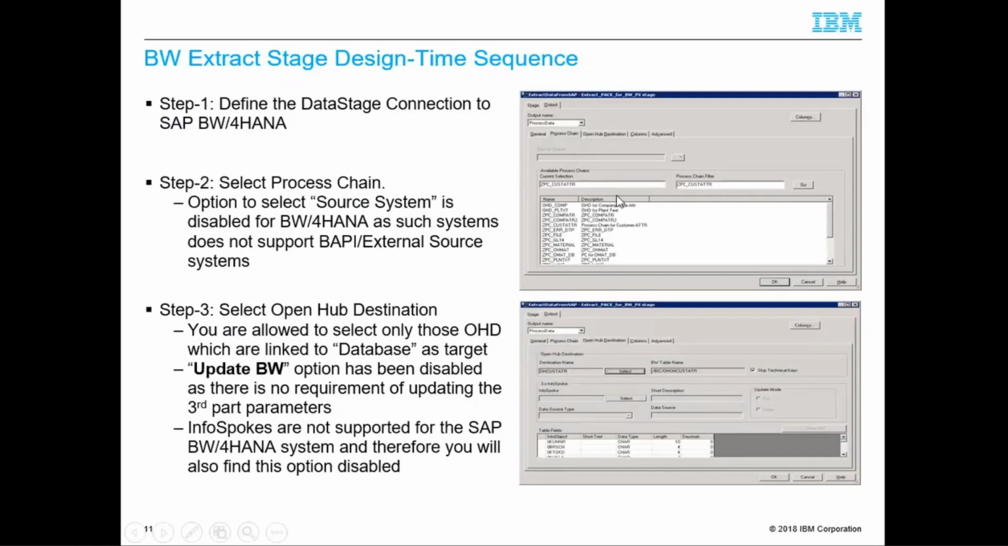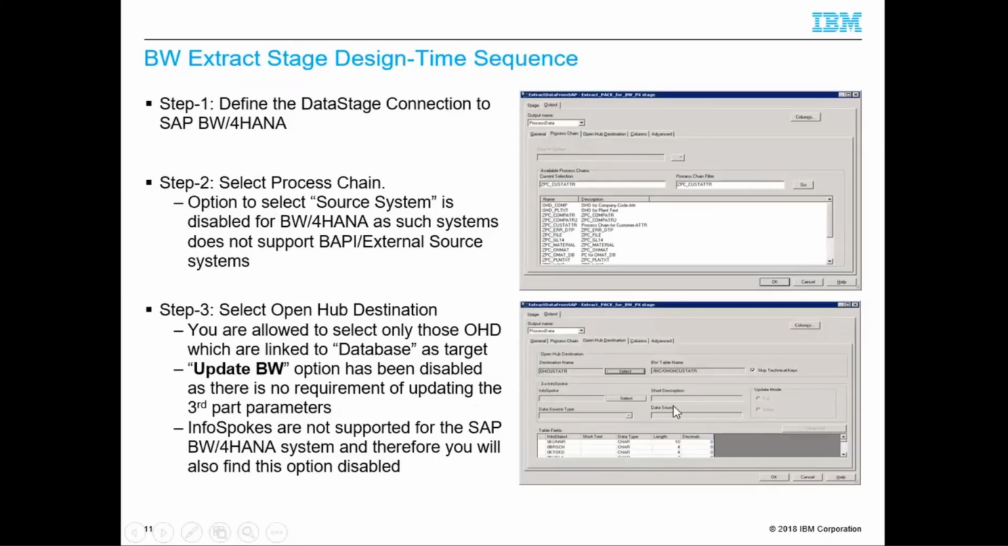One obvious difference you would find in the GUI is that if your DataStage connection is a connection to SAP BW for HANA, your source system will be disabled. You are not required to select any source system here. Therefore, you will find this grayed out.